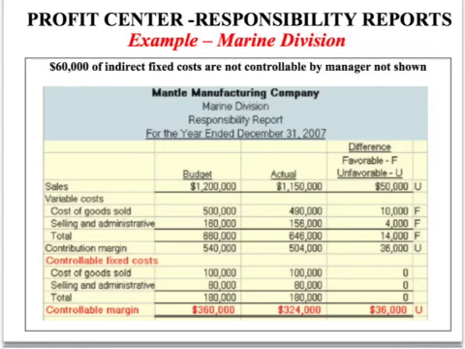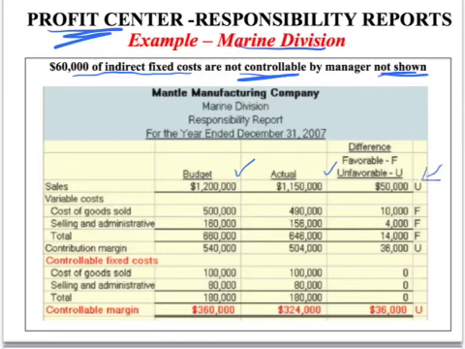This is the report for a profit center. This is a division, the marine division. The manager is responsible for sales and controlling costs. $600,000 of the indirect costs are not controllable by the manager, therefore they're not part of this report. To begin with, he had budgeted sales of $1.2 million and he came in with $1,150,000. So he has $50,000 unfavorable.